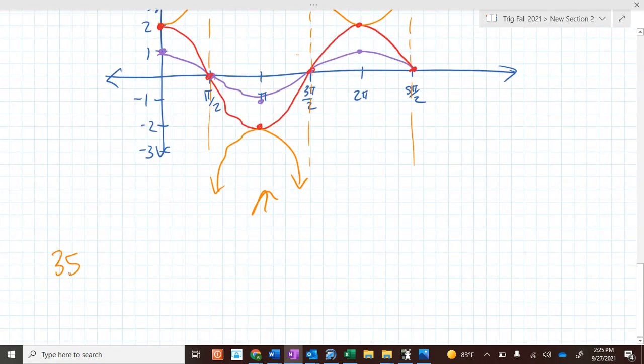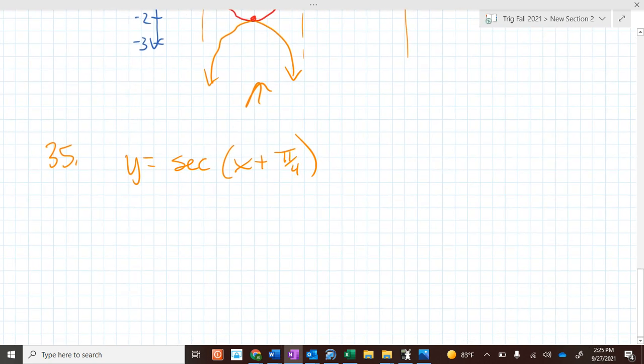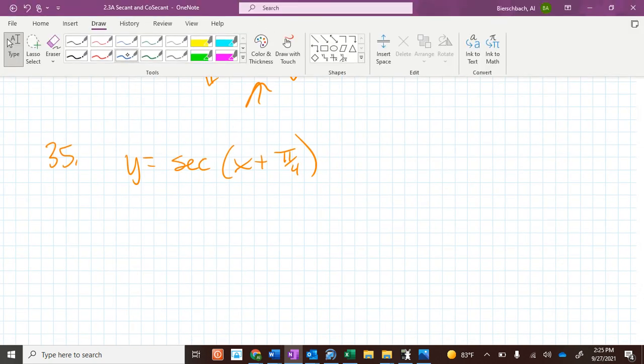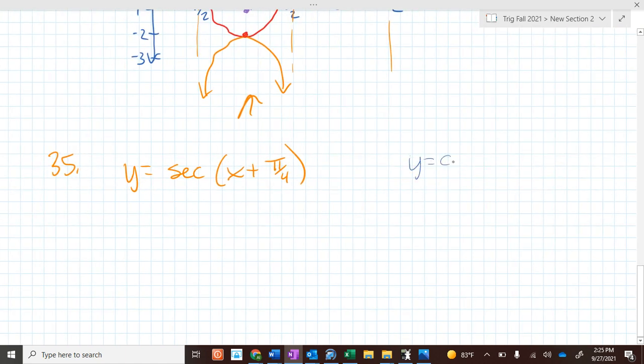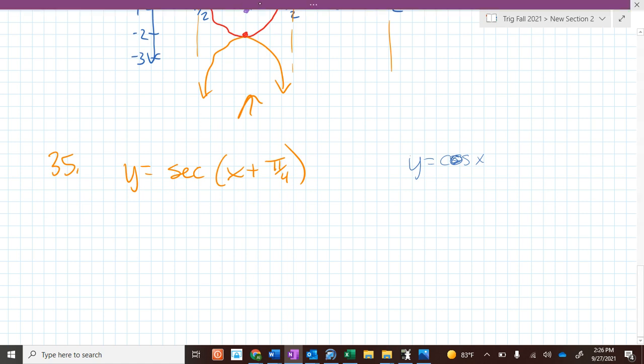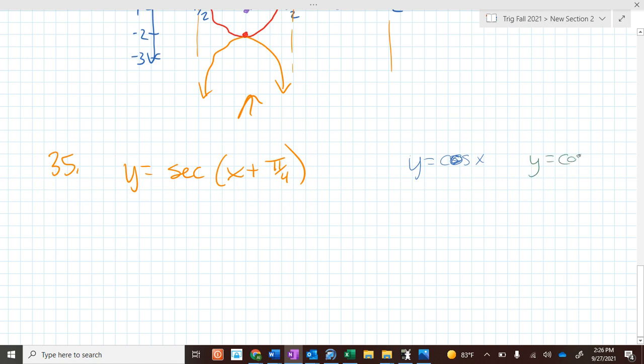Okay. 35. What was the problem the way it appeared in the book? Y equals the secant of x plus pi over 4. So we're going to graph y equals cosine of x and y equals the cosine of x plus pi over 4.